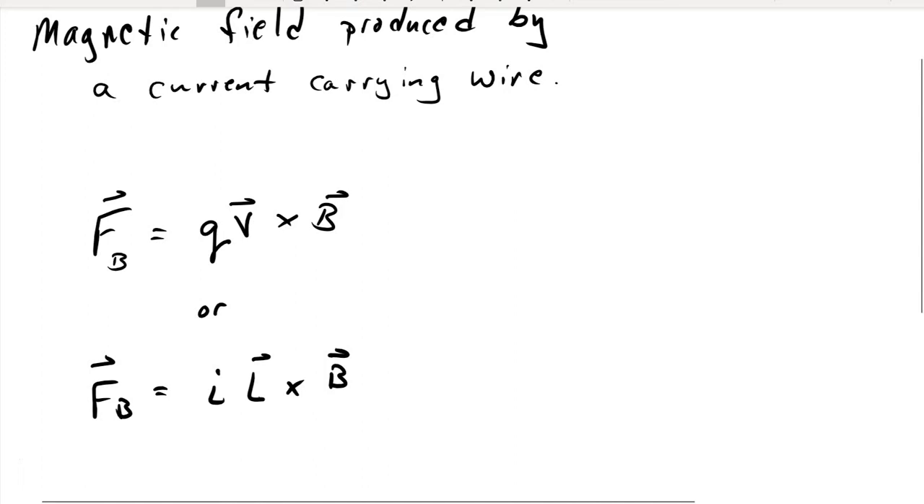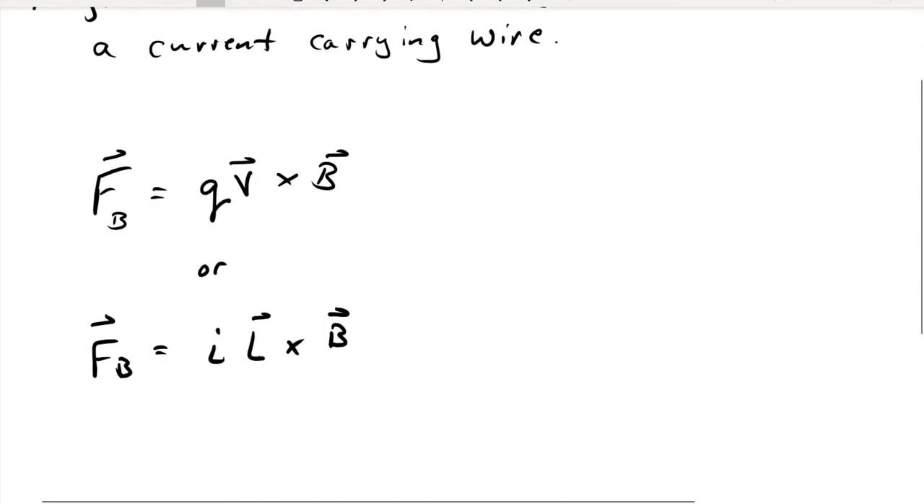Or we could expand this to include multiple charges moving through a wire. And there was a very simple adjustment that had to be made to the equation. You can check that in the previous videos. But these two equations are basically equivalent to one another. One just uses a single charge while the other uses the current that travels through the wire.